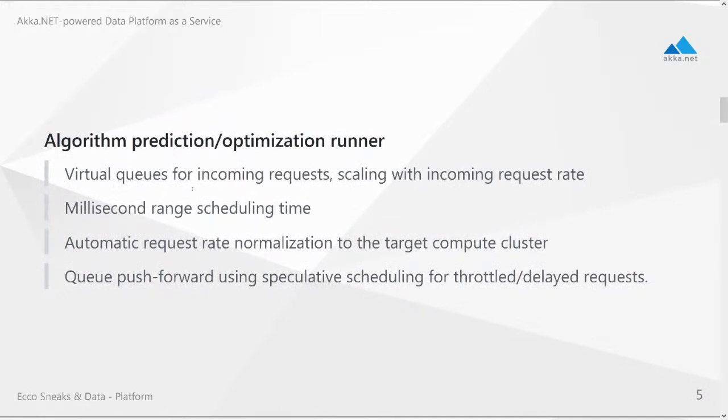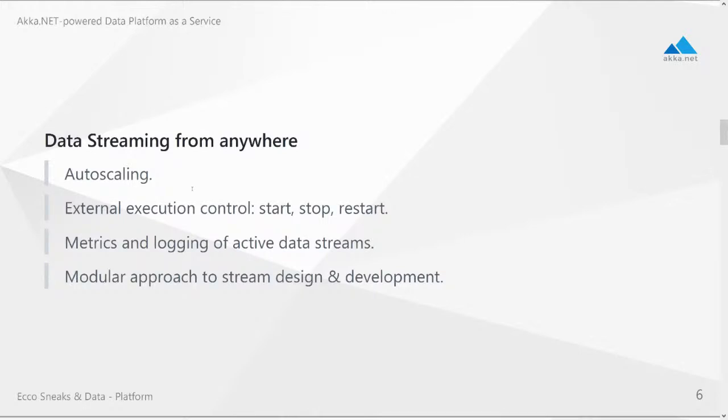Then we have an application that runs machine learning or optimization algorithms with virtual queues. So instead of actually having, for example, an Azure queue for this application, we use Akka Streams Merge Hub to serve as a virtual queue, for reasons that I will talk about a bit later, with all the things that you see on the slide, which we'll talk about in detail in a couple of minutes.